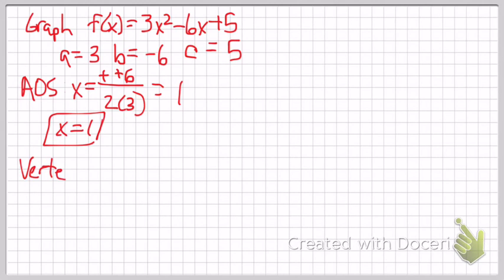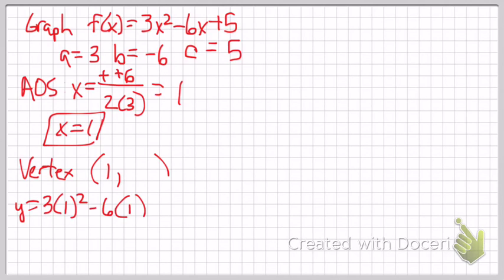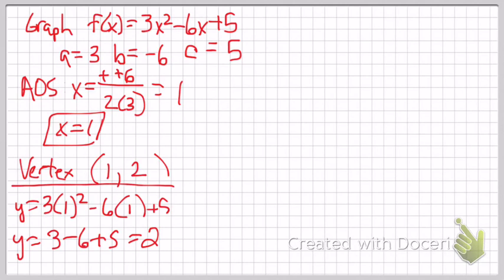Then we need to find the vertex. Alright, so I know it's at 1 comma something, so I need to find the y value. So let's plug 1 back in. 3 times 1 squared minus 6 times 1 plus 5. 1 squared is 1. 3 minus 6 plus 5: 3 minus 6 is negative 3. Negative 3 plus 5 is 2. So we have a vertex at 1 comma 2.